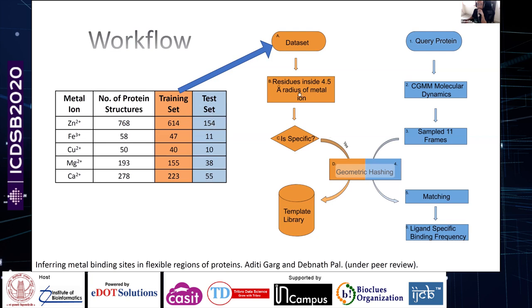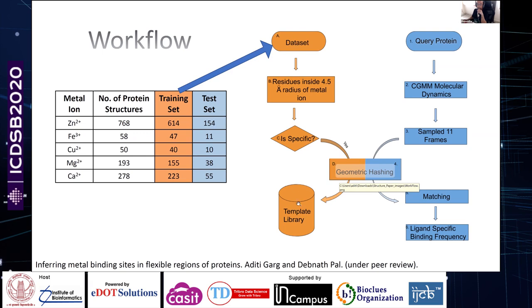So what we do is we first identify the metal binding sites, and then use a 4.5 angstrom radius to identify the residues, and then we have a question there of whether this is a specific binding site or not. A specific binding site is one that is functional. So we have used the OrthoDB database to find out which sites are specific and are functional sites. We take those and we create a template library using geometric hashing.